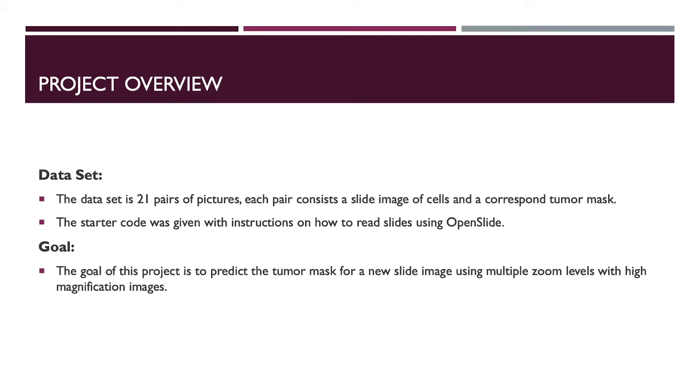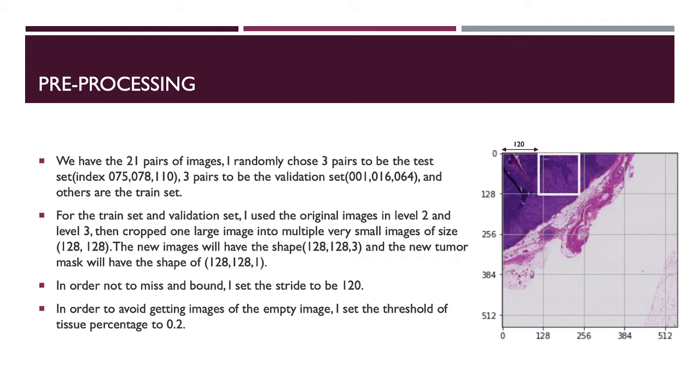The goal of this project is to predict the tumor mask for a new slide image using multiple zoom levels with high magnification images. The first step is pre-processing. We have the 21 pairs. I randomly chose 3 pairs to be the test set, which have the indices listed here, 3 pairs for the validation set, and all others are the train set.